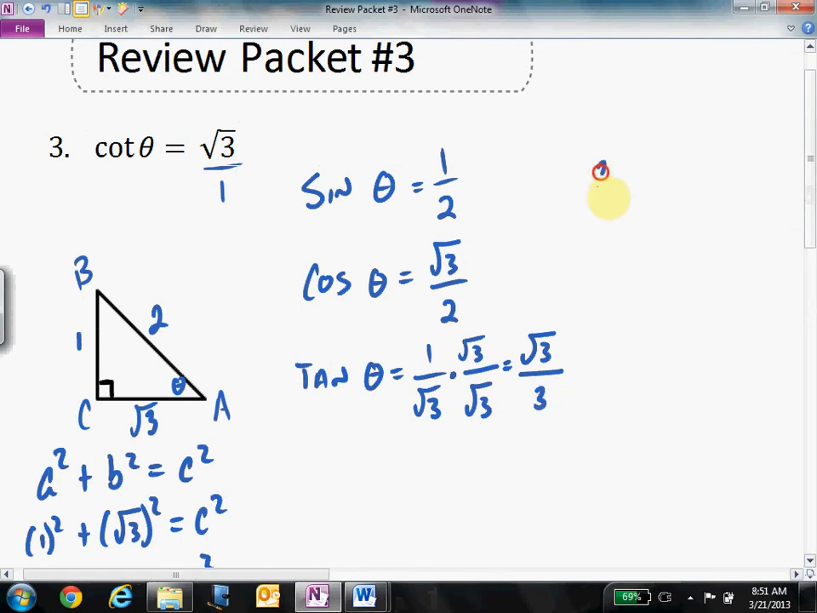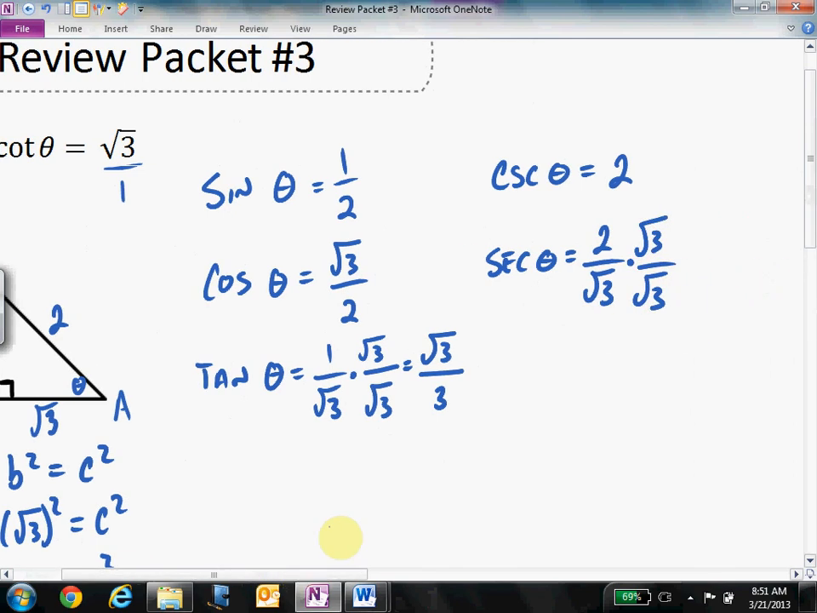So I'm going to go ahead and find cosecant of theta, which is just the reciprocal of the sine of theta. So the reciprocal of 1/2 is 2. Alright, secant of theta is the reciprocal of cosine. So it's going to become 2 divided by the square root of 3. Again, we've got that square root of 3 in the denominator just like we had for tangent. So I will rationalize by multiplying by the square root of 3 over the square root of 3. And we will get 2 root 3 over 3.